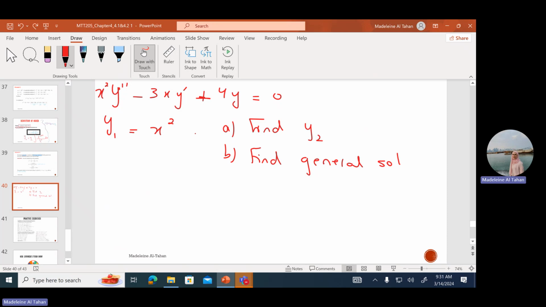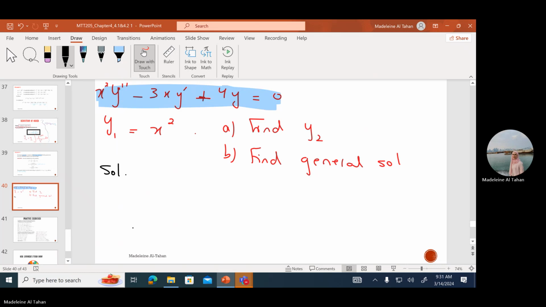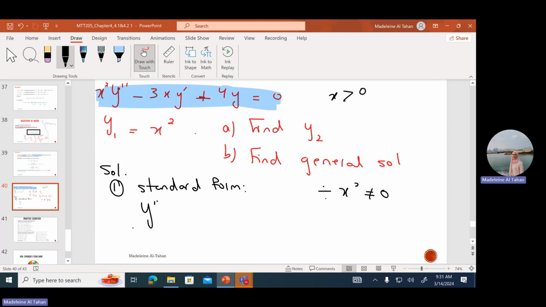Okay, the first step, we look at this one. Is it given in standard form? Okay, so let's write it in standard form. Step number 1, standard. How do we write the standard form? We divide by x squared, since x is nonzero. What would we get after dividing? y double prime minus 3 over x y prime plus 4 over x squared y equal to 0.